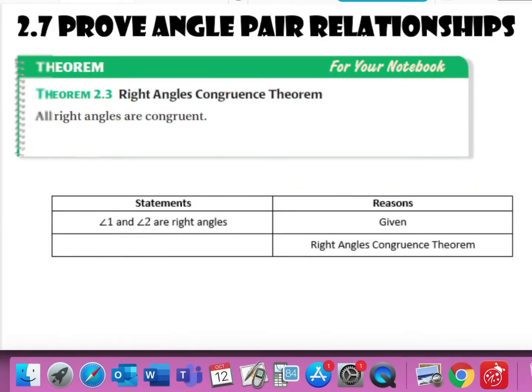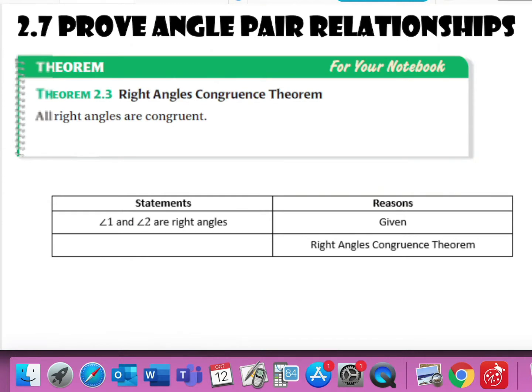Today's lesson, we're going to add a few more theorems that have to do with angle-pair relationships. This first one is so obvious that it seems like it could be a postulate. The right angles congruence theorem says that all right angles are congruent to each other. The only reason they call that a theorem, not a postulate, is because it can be proven. Let me show you how you will be using this in your proofs.